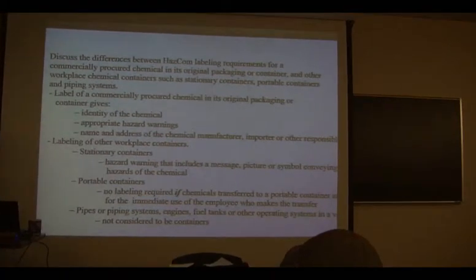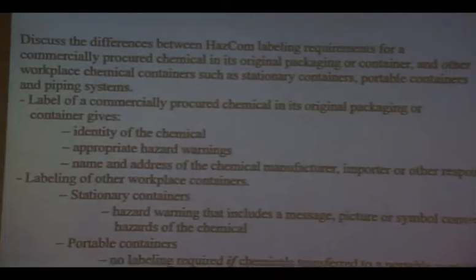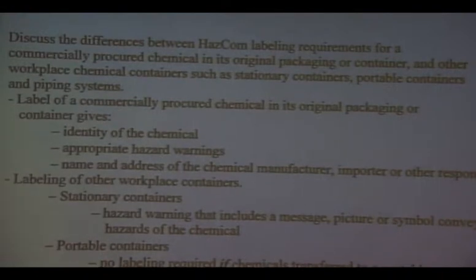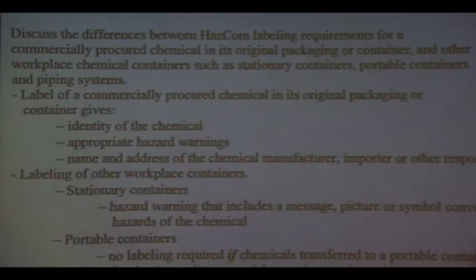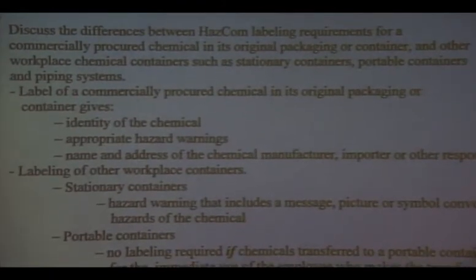Discuss the difference between HazCom label requirements for commercially poured chemical in its original packaging container and other workplace chemical containers such as stationary containers, portable containers, and piping systems. What this is talking about is a lot of times your chemicals are going to be shipped to you in some kind of shipping container. The company packs it up and sends it to you, and then you're going to pour it into something else. So what you pour it into has to be labeled to identify exactly what's in there. Okay? So what are some examples we might do this with?